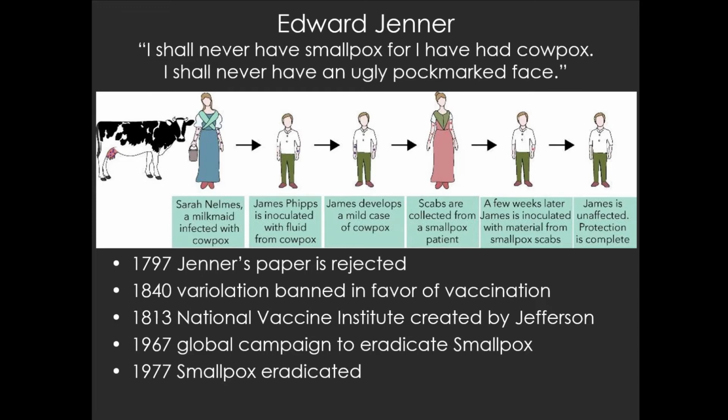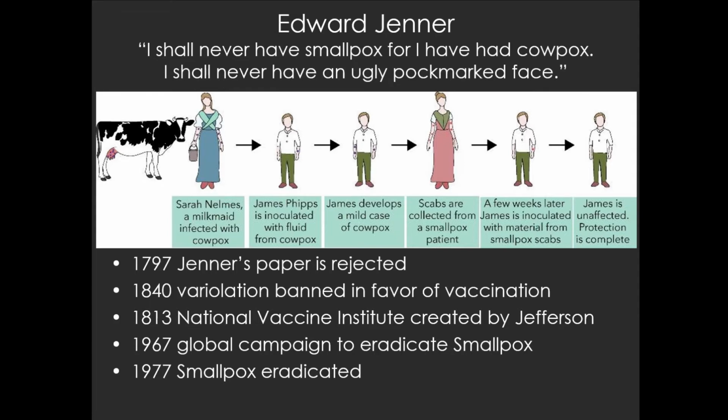And the experiment went something like this. There was a milkmaid who had cowpox. Her name was Sarah Nelms, and he scraped some of the pustules from her cowpox, and he inoculated a young boy by the name of James Phipps with the fluid from those cowpox pustules. James developed a mild case of cowpox, and then a few weeks later, James was intentionally inoculated with scabs that were collected from a smallpox patient, and James did not contract smallpox.